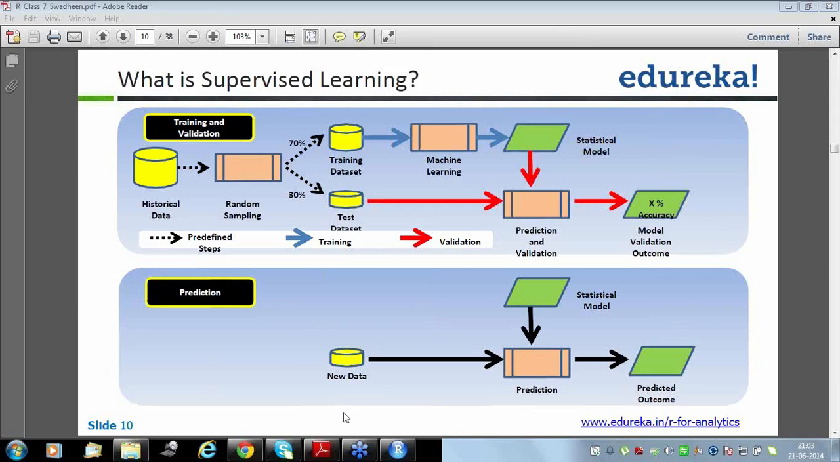And how do we predict? Now we have a statistical model, which we developed on the training data set, and we tested that model on the test data set. Now we have a statistical model with us, and we'll try to predict with a new data set, apply that statistical model, and predict the outcome.